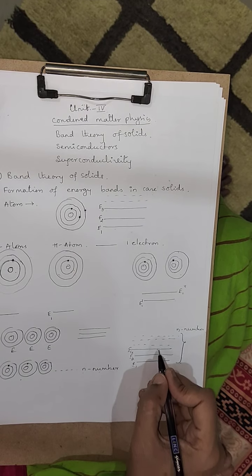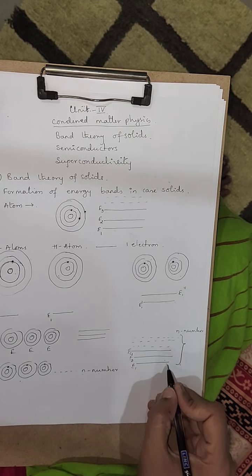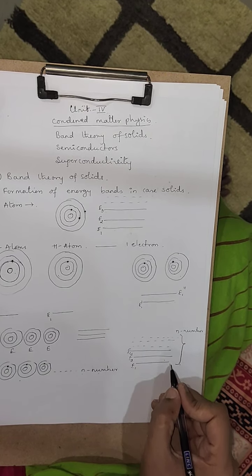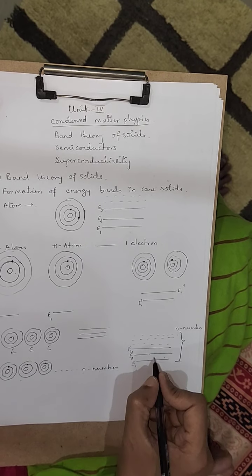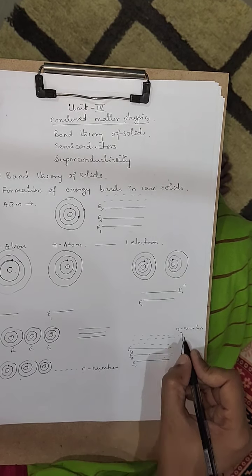Now when we look at these energy levels, they are no more looking like separate energy levels. The difference between each energy level is very less. They are very closely spaced. Hence, instead of looking at them as individual energy levels, we can see this as if a band.